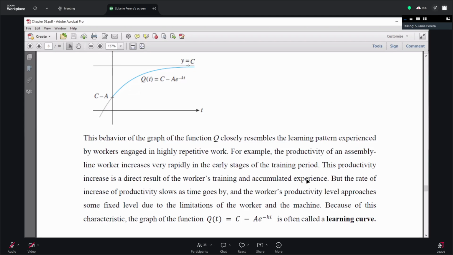So that is called the learning curve. Even if you do the work repetitively, still you have a maximum amount that you can do. The productivity is limited. Can't go beyond. So that's why we call it a learning curve. I hope it's clear.